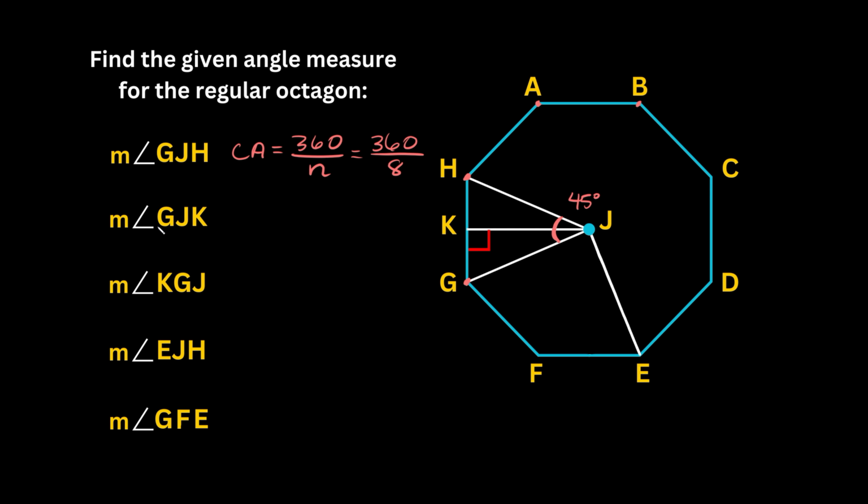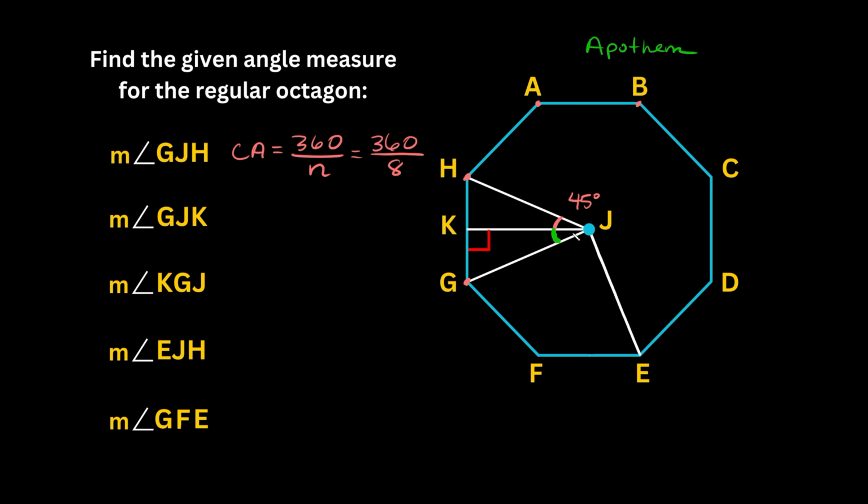All right, let's find the next angle. So next we want to find angle GJK. It looks like this angle right here, GJK. So this angle right here, this green angle. So how can we find this green angle? Well, one thing that you might notice is we have this line right here. So this is kind of a special line segment. This is known as an apothem. And I'll write that up here just because I think it'll be helpful to see it.